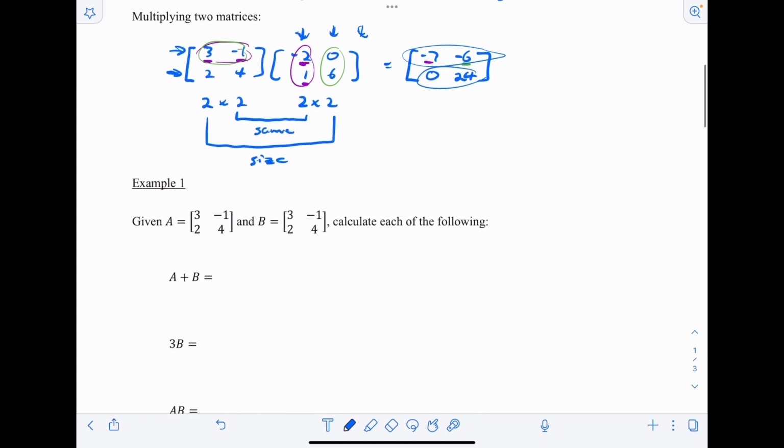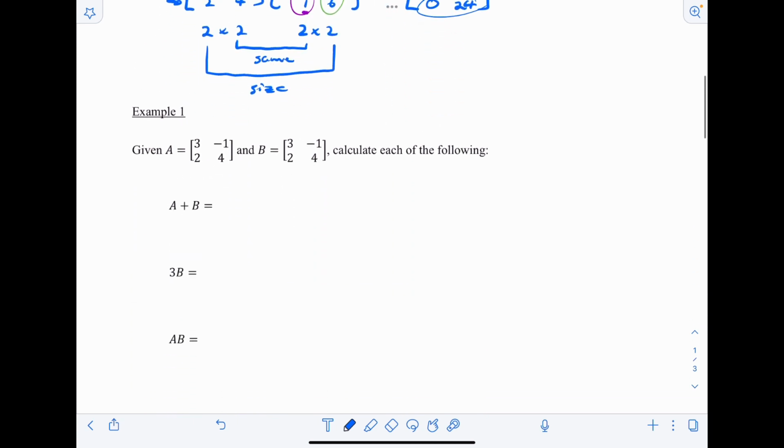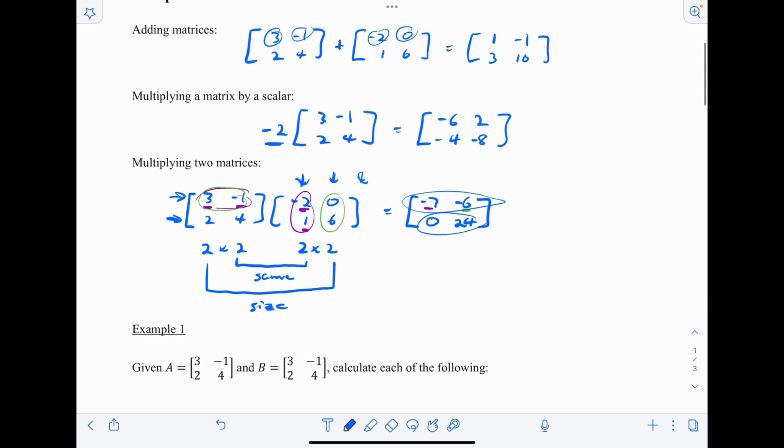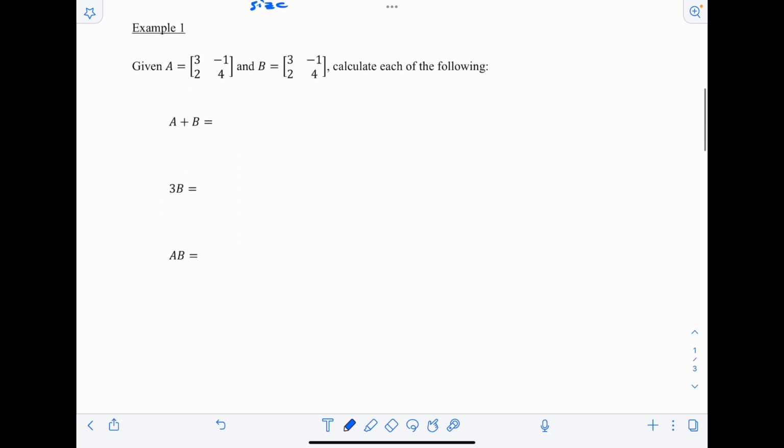So I've got an example here with some different matrices. And if you want, you can go ahead and pause the video and try all three of those, and then start up the video again to see the answers.